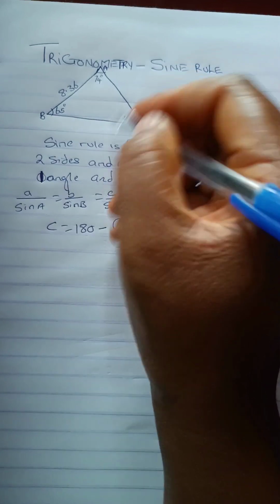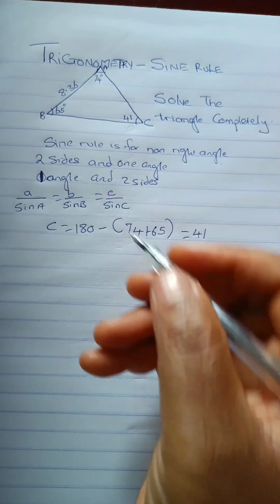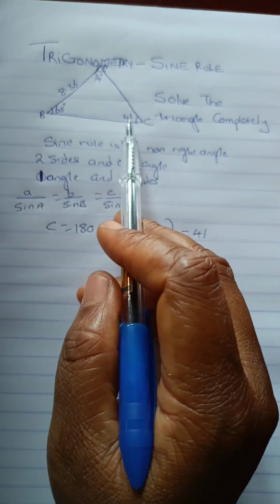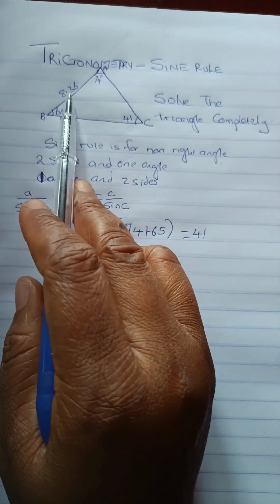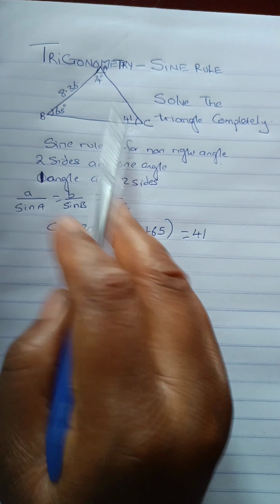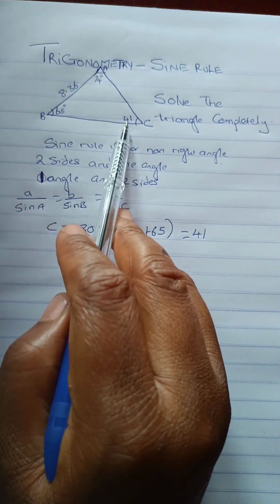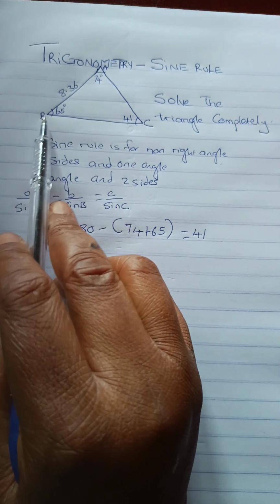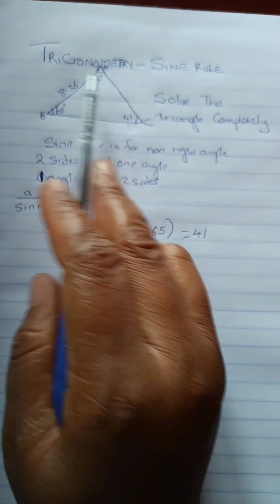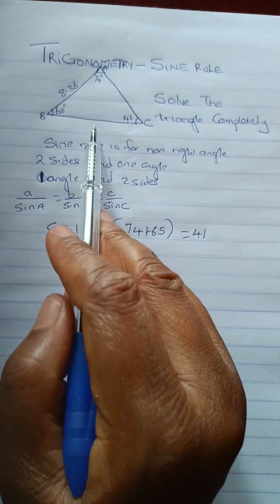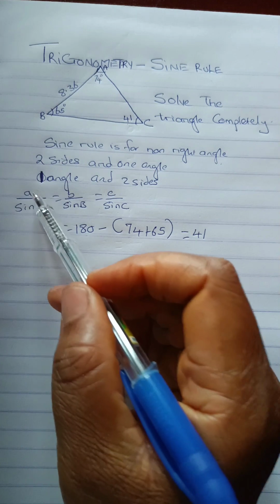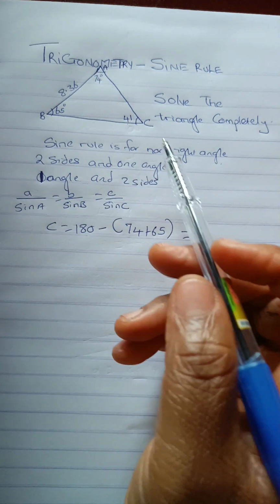So let's solve the two remaining sides. Normally in the sine rule, we call this the big C and this the small c. The line opposite the big C is the small c. The same thing here: this is a big B, and if there was any number here, this would be the small b. This is a big A, and if there was any number here, it would have been the small a. That's how to know which one is a over sine A and b over sine B.